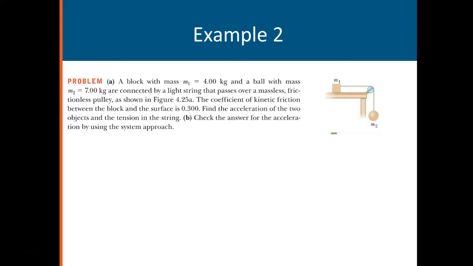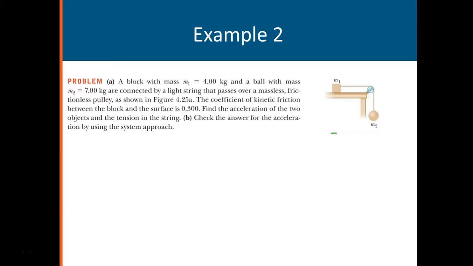So example 2 says, I'm going to go ahead and set this up also. Example 2 says a block with mass M1, so M1 equals 4 kilograms, and a ball with mass M2, 7 kilograms, are connected by a light string that passes over a massless, frictionless pulley, as shown in the figure. So I'm going to draw a picture. Here's my box. It's a pulley.